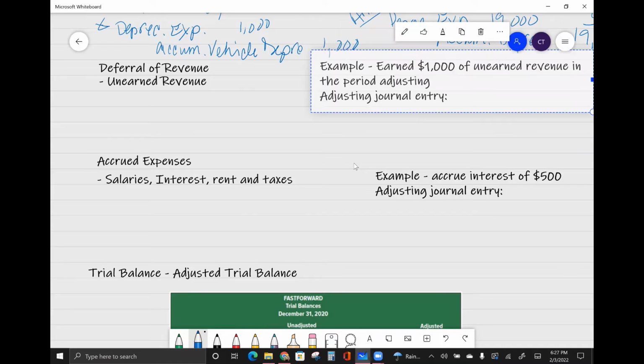So my adjusting entry for that, let's go back one more second. Unearned revenue is what kind of account? Do you think that's an asset, a liability, or an equity account? Unearned revenue, think about what it is. Liability. I'm going to owe in the future something, a service or their money back. So it's a liability. What is the normal balance for a liability on the books?